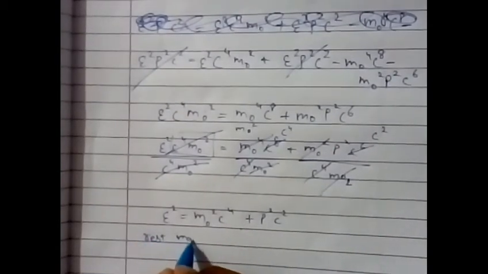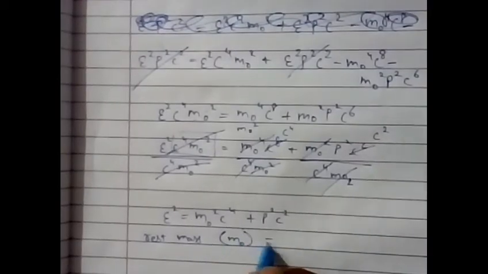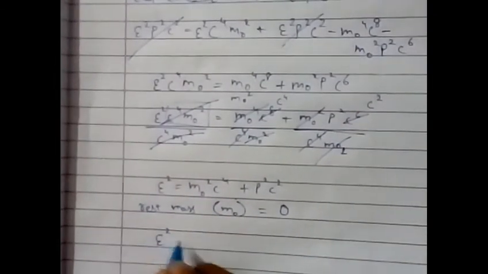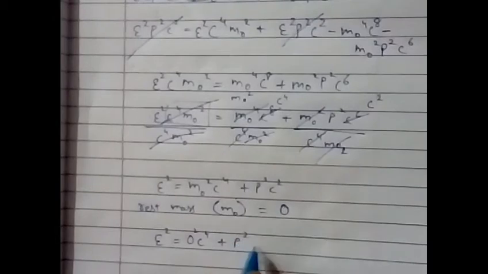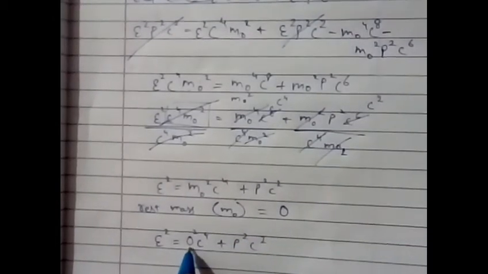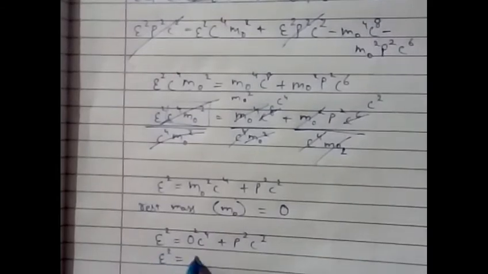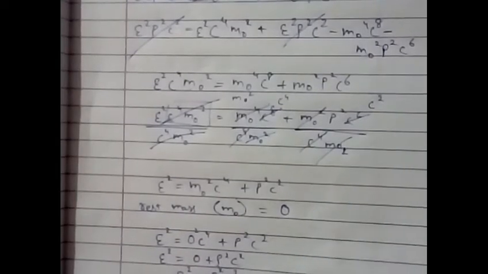And now we know that for a photon its rest mass, which is denoted by m naught, is 0. So if we place this 0 here, we will have E square equals 0 C raised to the power of 4 plus B square C square. And as we know that if you multiply any number by 0, you're gonna get 0, plus B square C square. And if you add anything to 0, you get the same thing again. So E square equals B square C square.